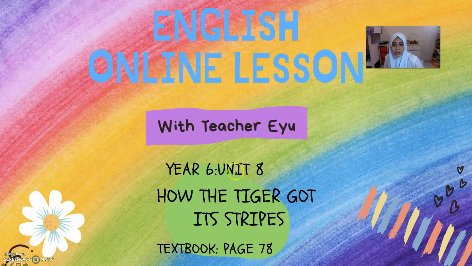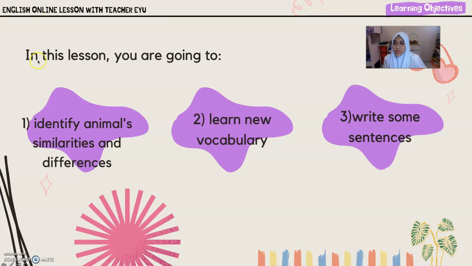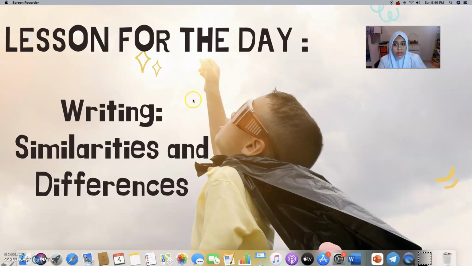Today we are going to learn Unit 8 of the Year 6 syllabus under the title How the Tiger Got Its Stripes. We are going to use the textbook page 78 as our reference. In this lesson, you are going to, number 1, identify animals' similarities and differences. 2, learn new vocabulary. And 3, write some sentences. Alright, so now let's go to the lesson for the day.